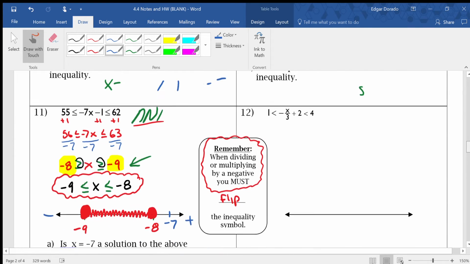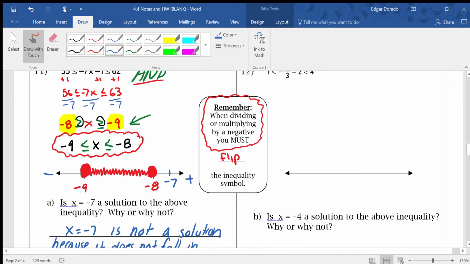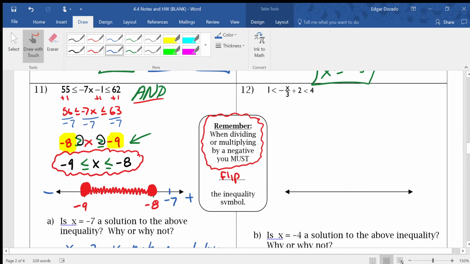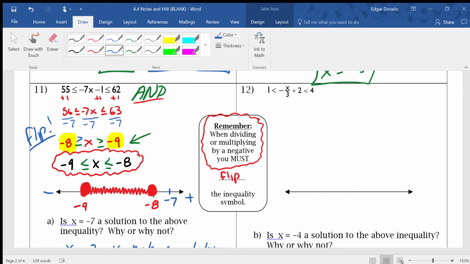All right, so again, let's recap real quick, guys, so you guys can try out number 12. What did I do? I started out with -7x minus 1 in the center. I want to get just the x by itself in the center, so I added 1 to both sides. Then I had to divide by -7 here to get rid of that -7. Because I divided by a negative number, my symbols had to flip. So from here to here, notice they went from less than or equal to greater than or equal to. Same thing here.